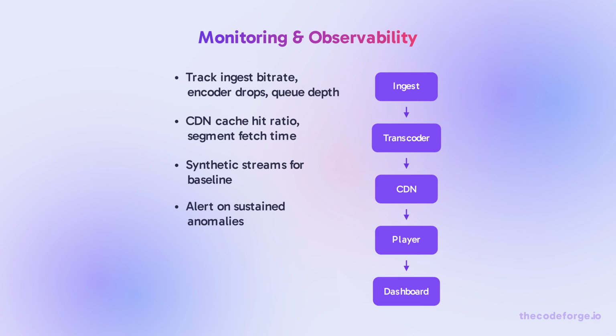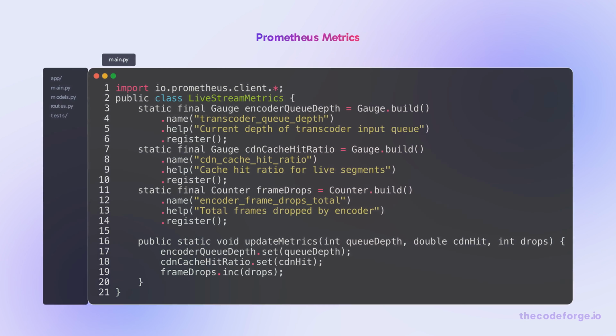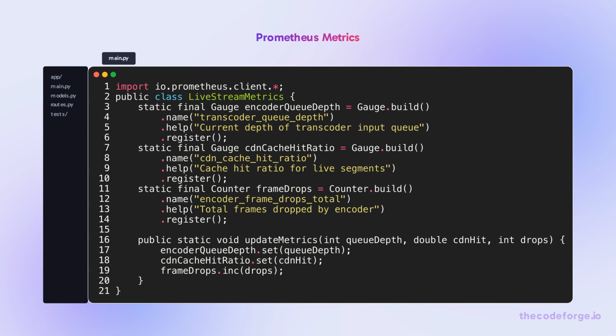Live streaming demands real-time monitoring across the entire pipeline. Track encoder queue depth, content delivery network cache hit ratio, and viewer playback errors. Use synthetic streams to detect platform issues before users do. This Java code registers Prometheus metrics for transcoder queue depth, content delivery network cache hit ratio, and encoder frame drops. These are the key metrics to monitor.